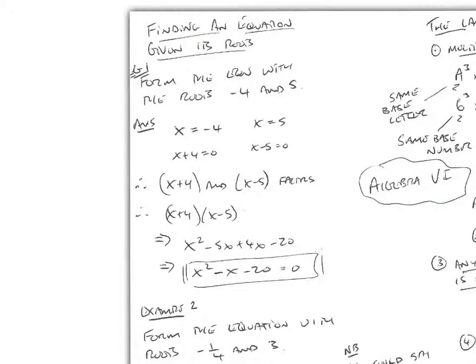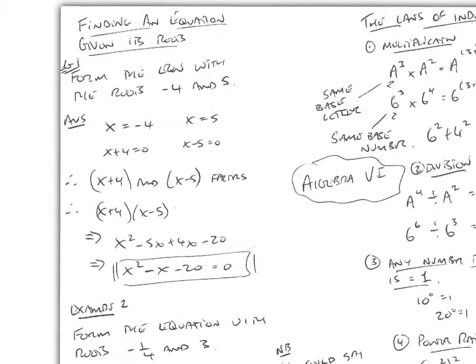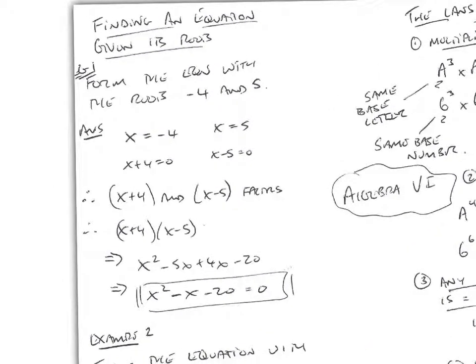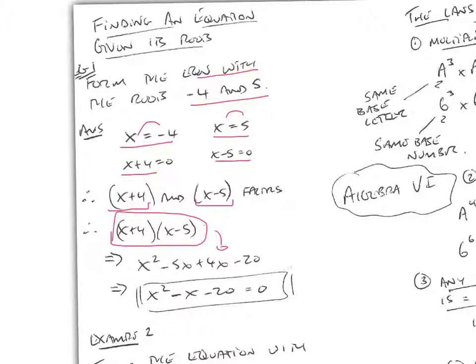Okay, so let's learn now how to find an equation given its roots. The best way to do this is just by example, really. Form the equation with the roots minus 4 and 5. So x is equal to minus 4, or x is equal to 5. So if that's the case, x plus 4 must be equal to 0, and x minus 5 must be equal to 0. So x plus 4 and x minus 5 are the factors. If you multiply those two together, you'll get the product that is the quadratic equation, and the equation with those roots is x squared minus x minus 20 equals 0.